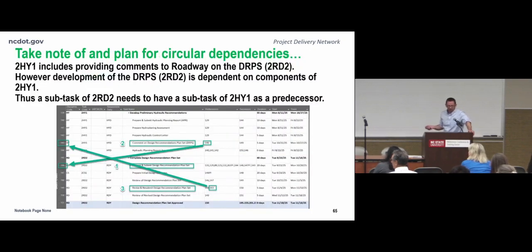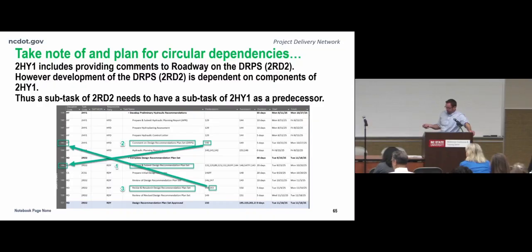In some cases, you have to take note and plan for circular dependencies. So item 1 here is submit design recommendation plan set. So this is roadway's first crack at design recommendation plan set. Up here is a 2HY1 task, which technically should be done before DRPS plan. However, one of my subtasks in 2HY1 is to comment on the DRPS plan or DRIPS plan. So once that's done, then roadway in item 3 right here can continue with the DRPS plan set modifications.